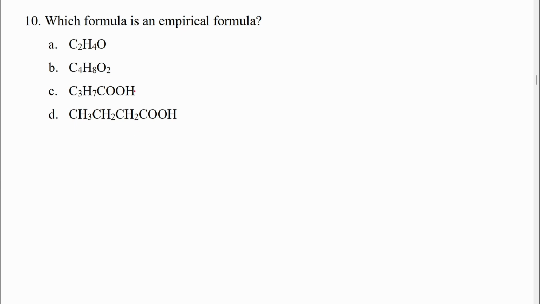Next question. Which formula is an empirical formula? Okay, so what is the empirical formula again? It is the formula that shows the simplest ratio between the elements. Now let's check option A, C2H4O. So this is the empirical formula because you cannot divide it by any number again.